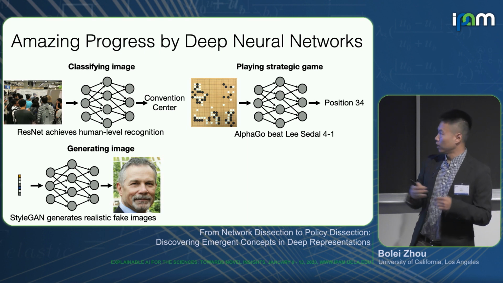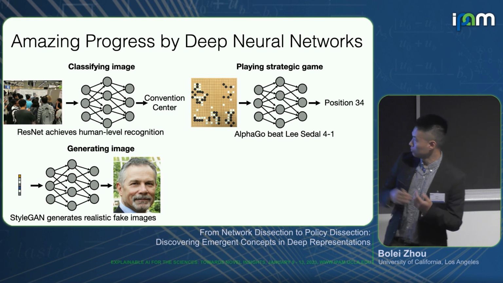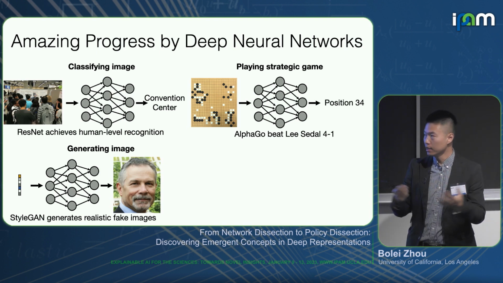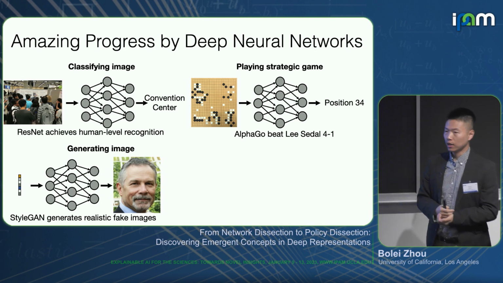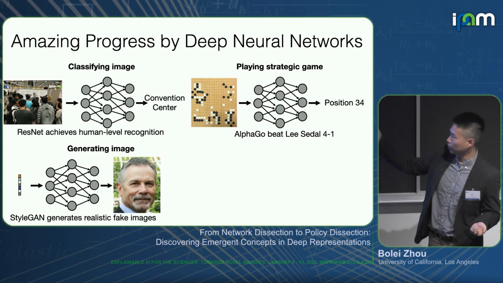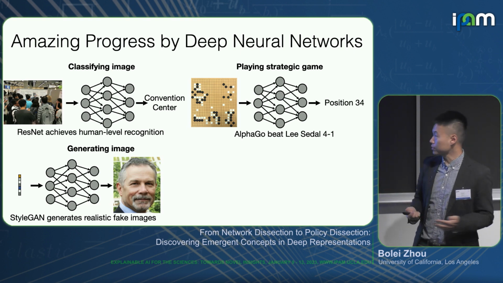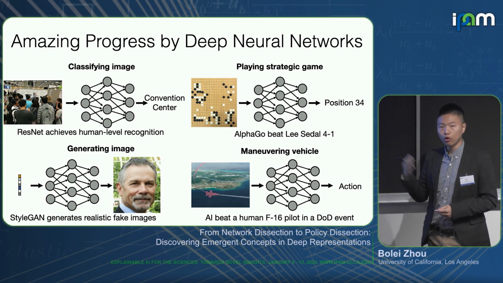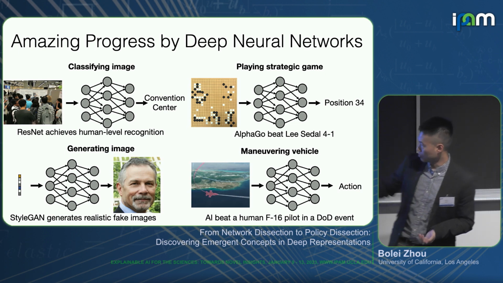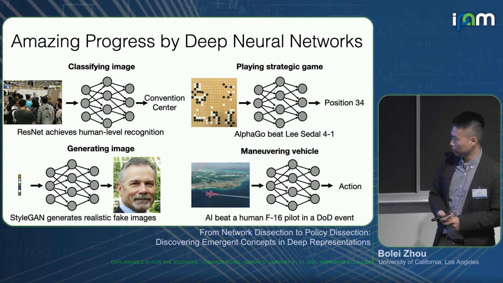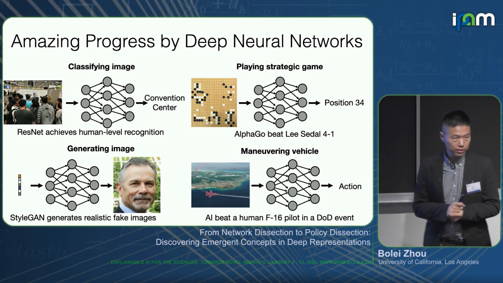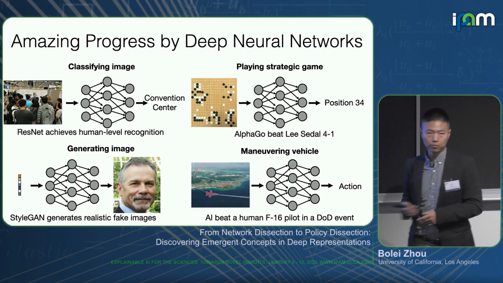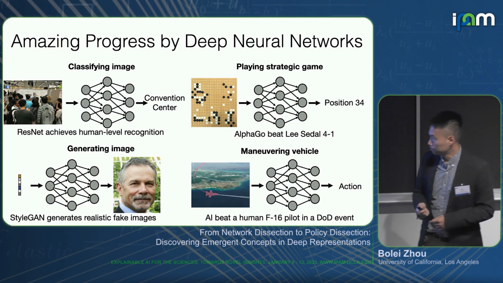We also have amazing models such as AlphaGo that can train from self-play, and can outperform the best Go players in those very complex strategic games. Also, neural networks are being used in many machine autonomy applications, such as maneuvering vehicles. They show that AI beats human F-16 pilots in a Department of Defense event.